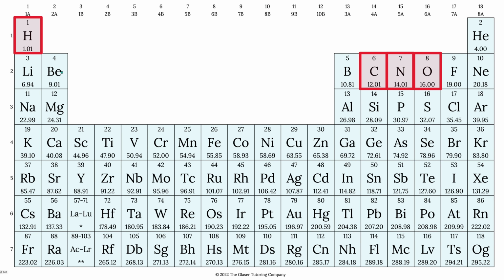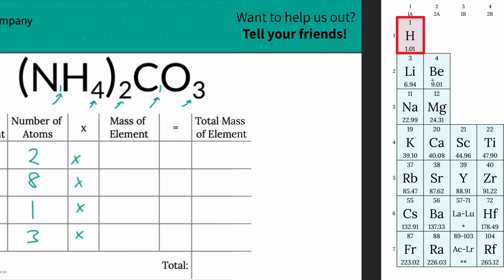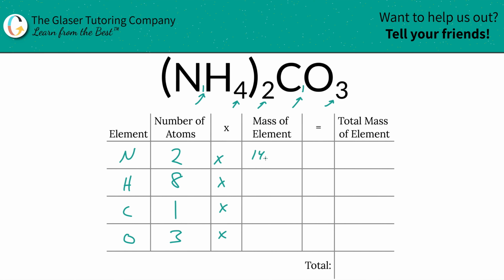That's where the periodic table comes into play. So hydrogen's mass is 1.01, carbon is 12.01, nitrogen is 14.01, and oxygen is 16. So those are the masses we're going to write down. So 14.01 for nitrogen, hydrogen was 1.01, carbon was 12.01, and oxygen was 16. Okay, there we go.